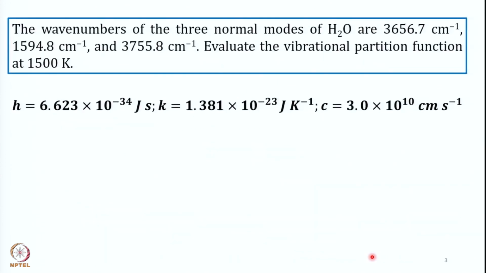Let us apply whatever we have discussed in solving a numerical problem. The wave numbers of the 3 normal modes of H2O are given, which are 3656.7 centimeter inverse, 1594.8 centimeter inverse and 3755.8 centimeter inverse.